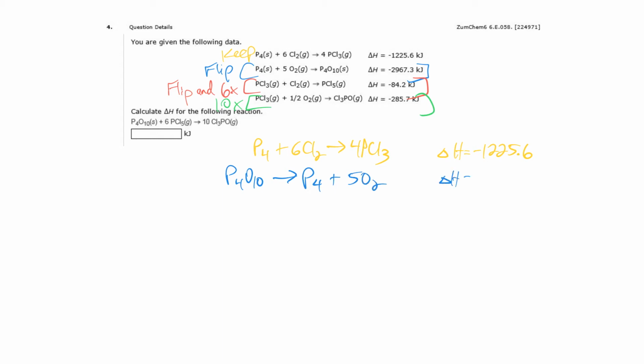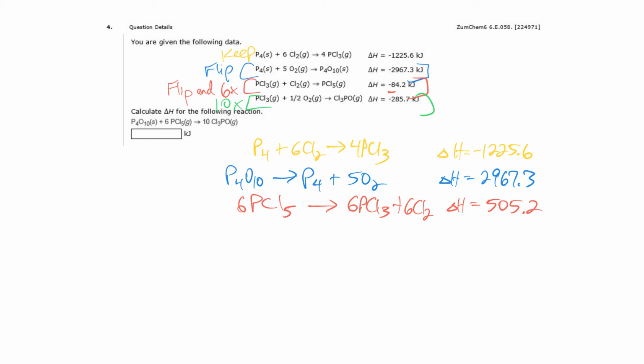And the value of delta H, instead of being a negative 2976.3, is now positive. For the third equation, we flip and sextuple. That means the value of delta H is 6 times the magnitude as before, but with an opposite sign. So instead of a negative 84.2, it's a positive 505.2.